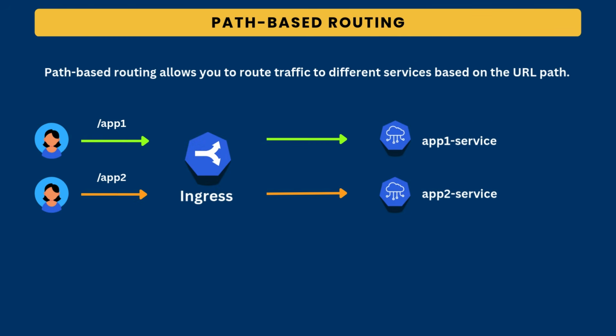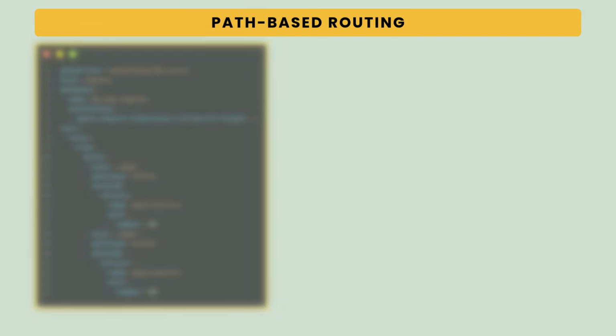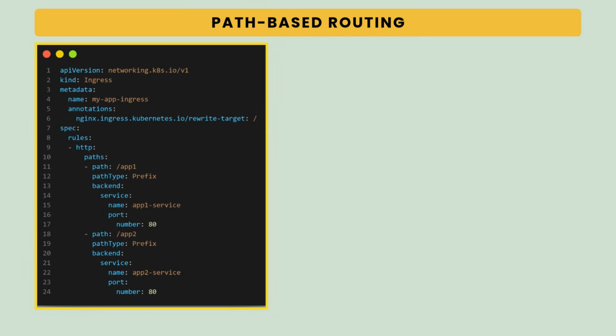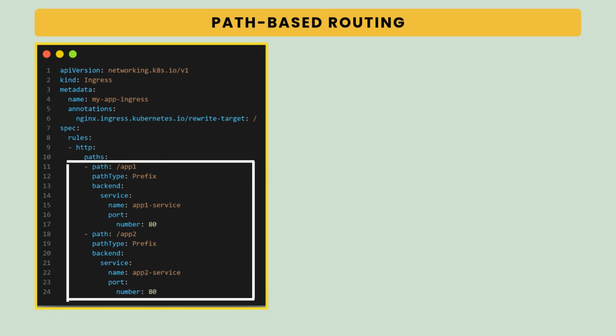So what is it? It allows you to route your traffic to different services based on the URL path. So suppose if the traffic comes to /app1, it goes to app1 service, and if the traffic comes to /app2, the traffic goes to app2 service. This is useful when you want to expose multiple services under the same domain. So now let's extend our original ingress to include these two paths.